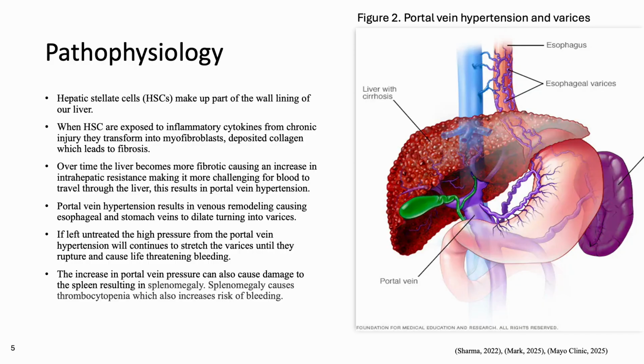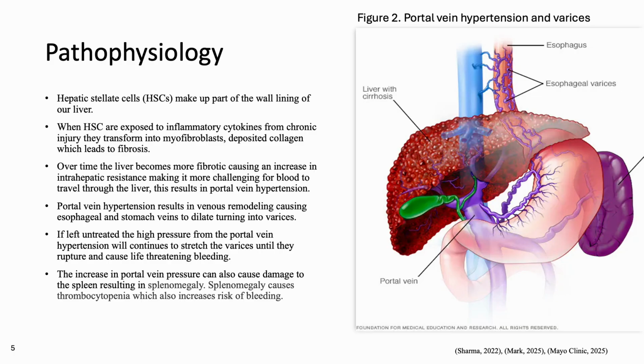It starts with hepatic stellate cells, or HSCs, which make up part of the wall lining of our liver. When the HSCs are exposed to inflammatory cytokines from chronic injury, they transform into myofibroblasts and deposit collagen, which leads to fibrosis. Over time, the liver becomes more fibrotic, causing an increase in intrahepatic resistance, making it more challenging for blood to travel through the liver. This results in portal vein hypertension.